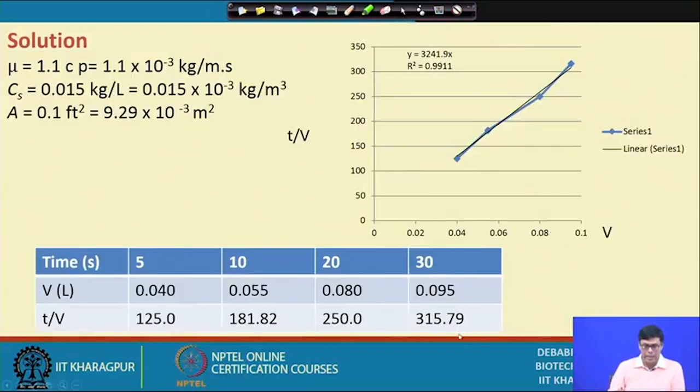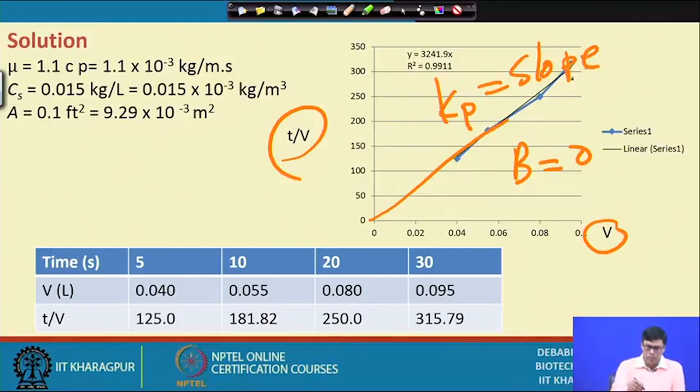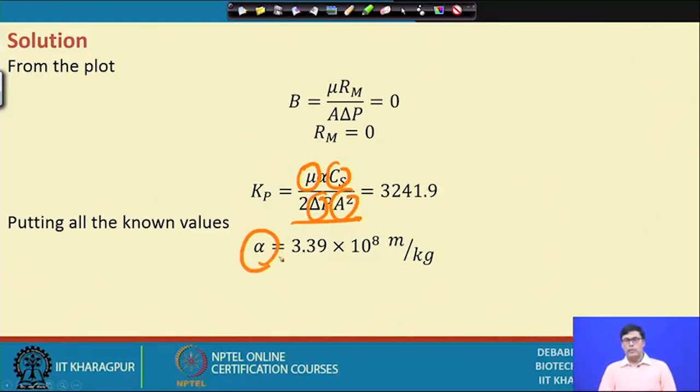Now, let us see how we can calculate, because I told you that we shall have to plot t by V versus V. If you look at the straight line, it goes almost through the origin, so we can assume B equal to 0. So we have the Kp value, which we can easily find out from the slope. Once we find the Kp value, since B equals 0, Rm equals 0, and then we can write Kp equal to this one. We know the mu value, Cs value, del P value and A value, so we can find out the specific resistance of the cake.